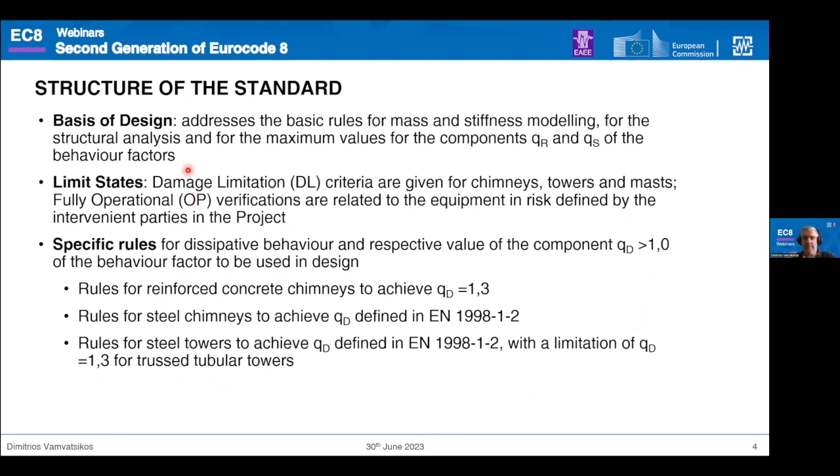Base of design, discuss the basic rules for mass stiffness modeling and, of course, the behavior factors, definition of limit states, damage limitation, fully operational discussion. And of course, then we go to some specific rules for reinforced concrete chimneys, which are needed to achieve a ductility behavior factor of 1.3, some rules for steel chimneys to get the proper QD that you need. And again, for steel towers with a limitation of 1.3 for truss tubular towers. Again, these are just rules of how you should design to make sure, or let's say dimension and size, to make sure you achieve what you need.